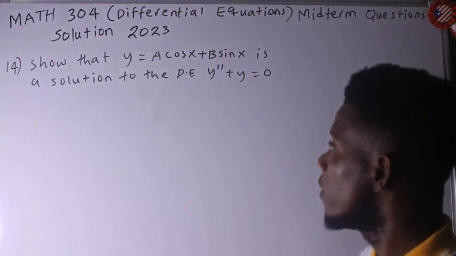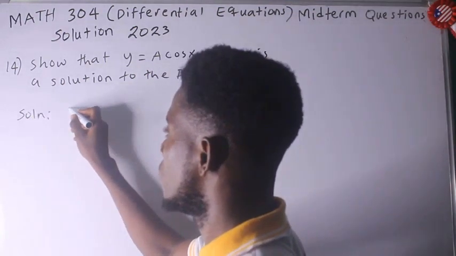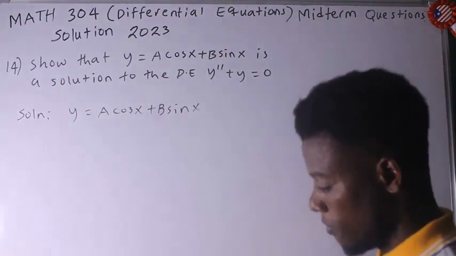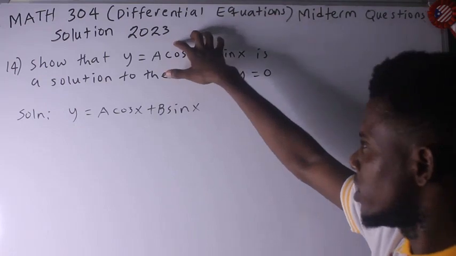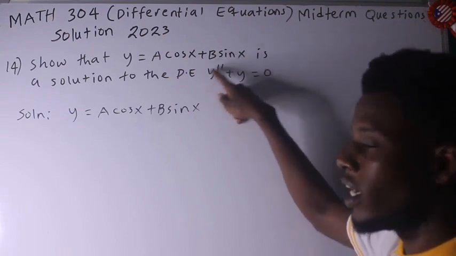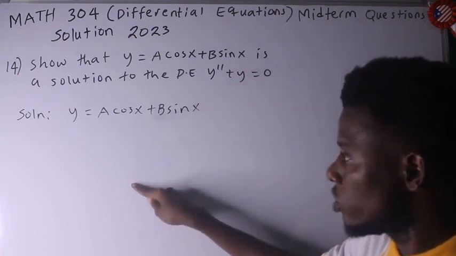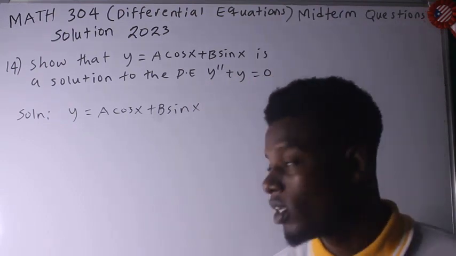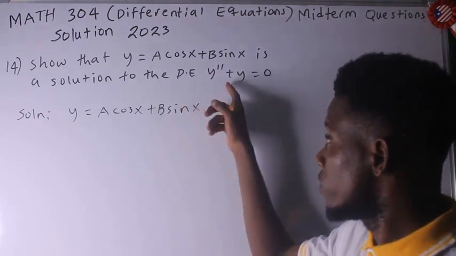Good. So the first thing we do is to take the function given. So I'm going to say solution. We take y equals a cos x plus b sin x. Now we could do two things here. We will differentiate this twice and substitute y prime prime and y to see whether the left hand side is going to be equal to the right hand side. So we differentiate two times, substitute y prime prime and y, and then simplify to see whether we get 0. If we have 0, it means that it is a solution to this differential equation.